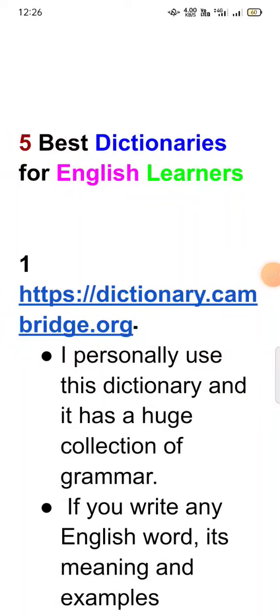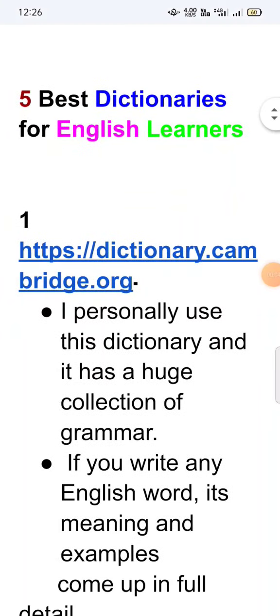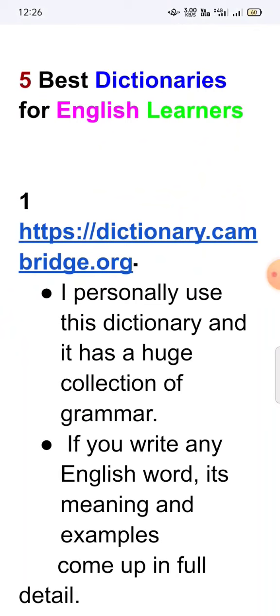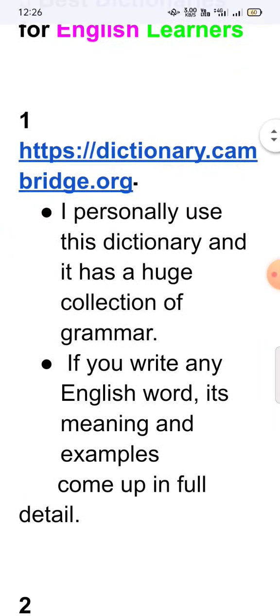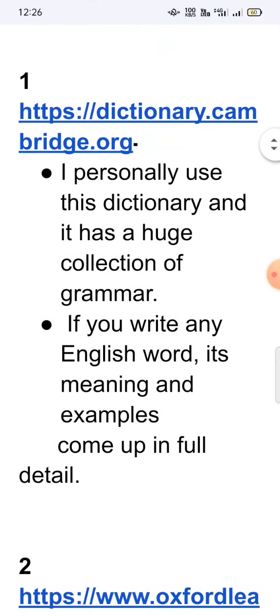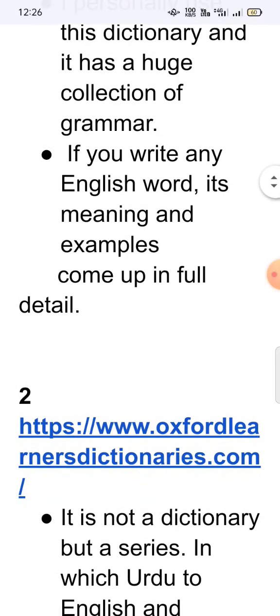5 best dictionaries for English learners. First one is dictionary.cambridge.org. It has a huge collection of grammar words. If you write an English word here, you can find its meanings, its examples, and full detail about this word.